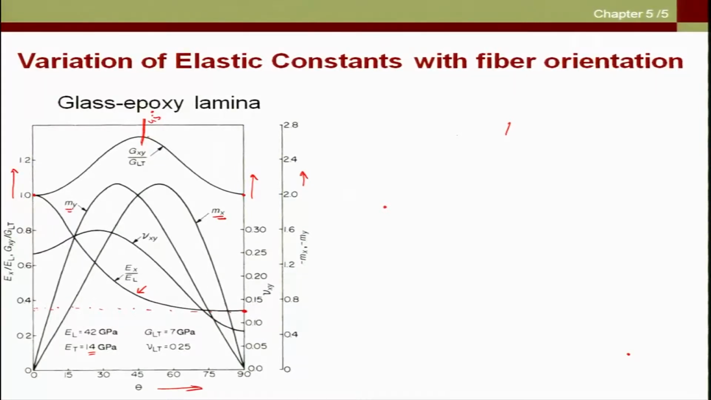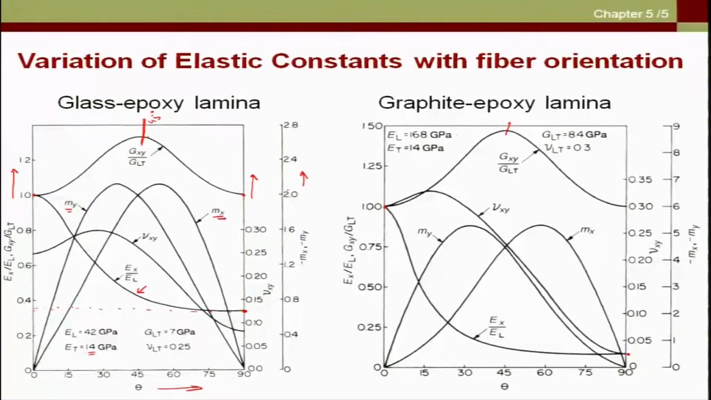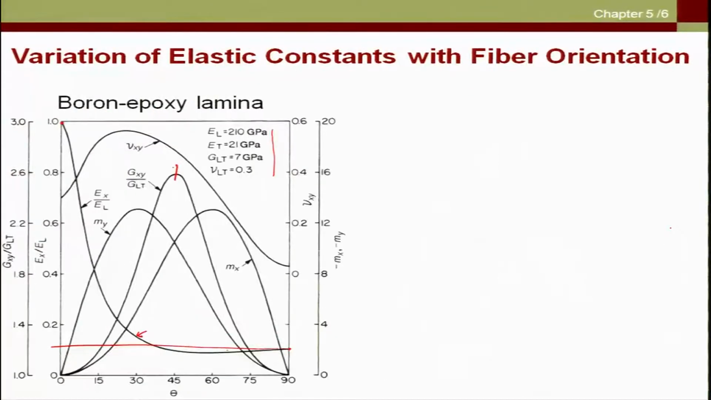They are similar, but they are shifted by certain degree. So, what we see is that MX in case of glass epoxy lamina increases from 0 degrees to as much as 2, its value becomes as high as 2 for glass epoxy lamina. For graphite epoxy lamina, the value of MX goes up to as high as 5, and for boron epoxy it is even more extreme, it exceeds 12.